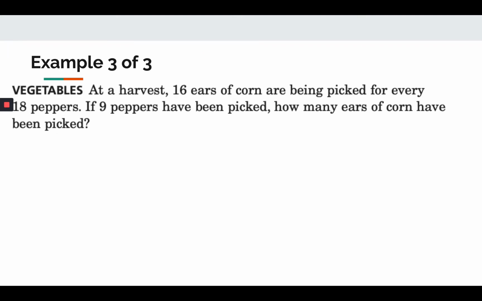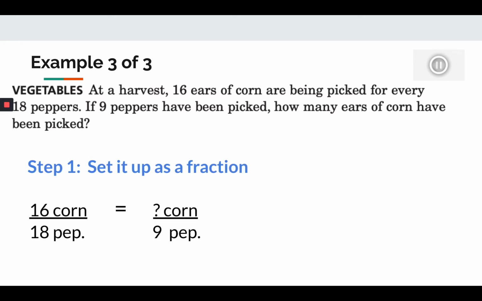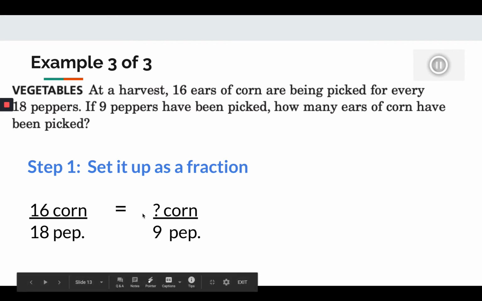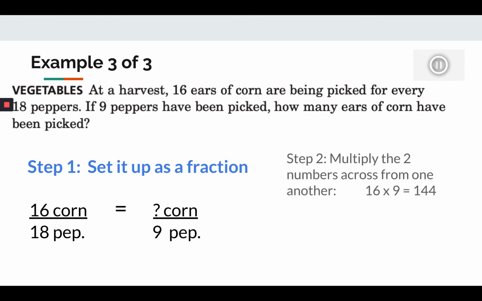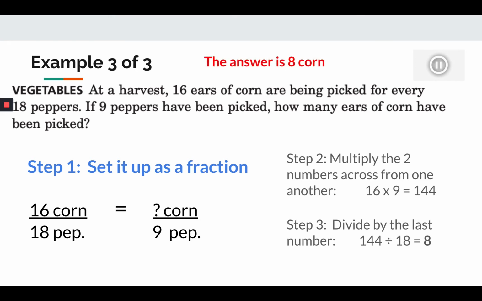And your last example, at the harvest, 16 ears of corn are being picked for every 18 peppers. If 9 peppers have been picked, how many ears of corn have been picked? Pause your video if you'd like to solve. Great. So set it up as a fraction. 16 corn out of 18 pepper. How many corn out of 9 pepper? You might be able to just see the pattern on this one. You get the answer by dividing both of these by 2. However, if we use the cross, multiply, and divide method, 16 times 9 is 144. And 144 divided by 18 is 8. The answer is 8 corn.